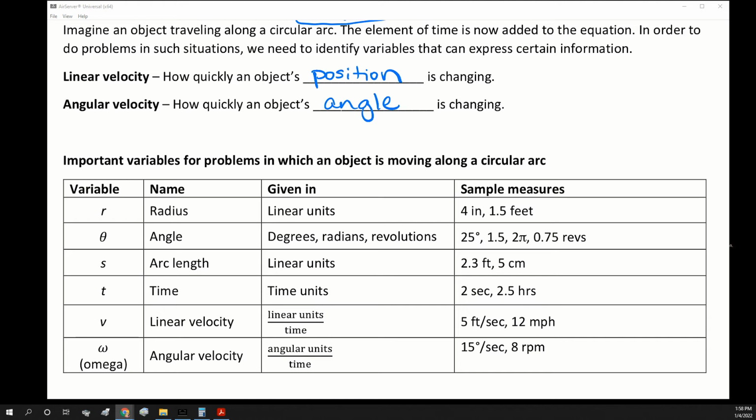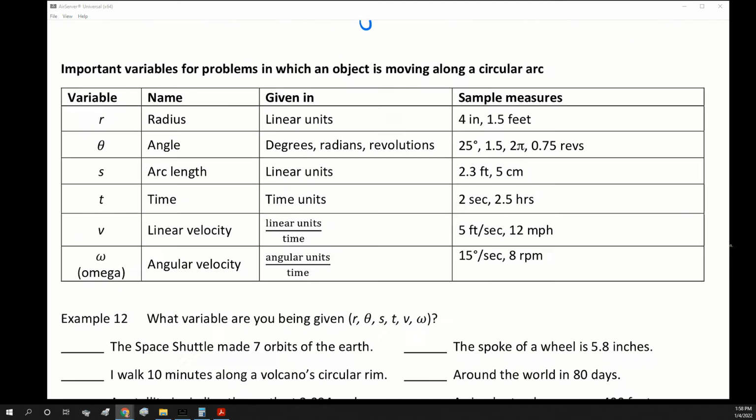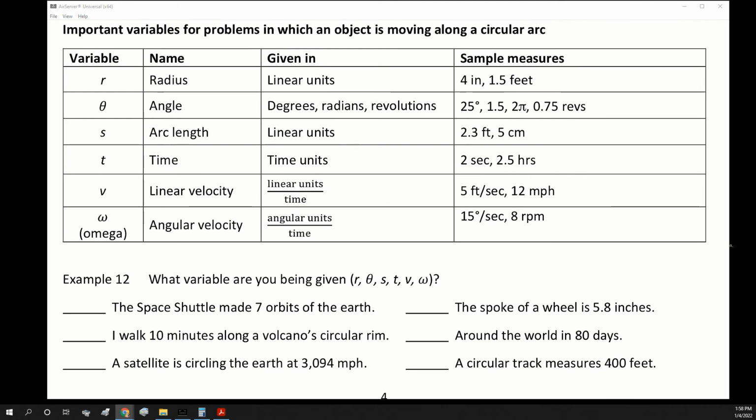All right. So some important variables for problems in which an object is moving along a circular arc are these below. And we've talked about almost all of them, well, maybe not. We've talked about half of them. So R is the radius, obviously. It needs to be linear units like inches, feet, things like that. Theta is the angle. It can be given as degrees, radians, or revolutions. So then you have some examples of that. So this one right here, where it's just 1.5, that's 1.5 radians for sure. Doesn't have to have a pi to be radians.